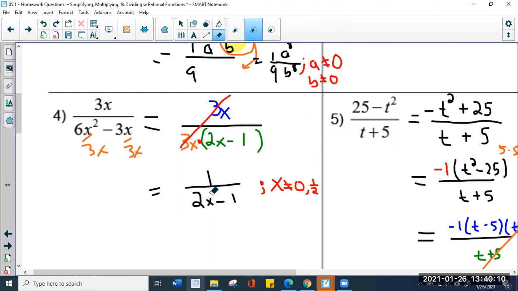And then what I did was I reduced that, and I got these domain restrictions by setting each of these not equal to 0, just as a quick refresher. If I set 3x not equal to 0, I would get x does not equal 0. And if I set 2x minus 1 not equal to 0, I would get x can never equal 1/2. You're finding anti-solutions, just like in the other chapters you found solutions.